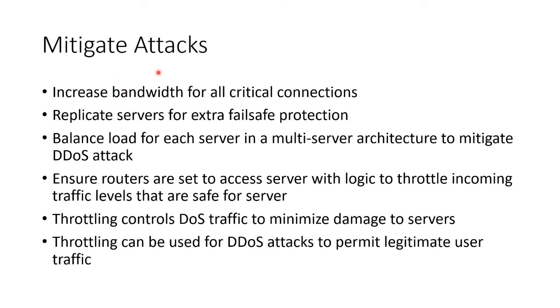You could increase bandwidth for critical connections. You could have additional servers that are replicating for extra fail-safe protection. You could have load balancing so that they can absorb some of the DoS attacks. You could make sure that routers are set to access the servers with some kind of logic to throttle incoming traffic levels to a level that's safe for the server. So we could throttle DoS traffic to minimize damage to servers. But the problem, of course, is if you throttle DoS traffic, you're throttling legitimate traffic too. So just be aware of that.